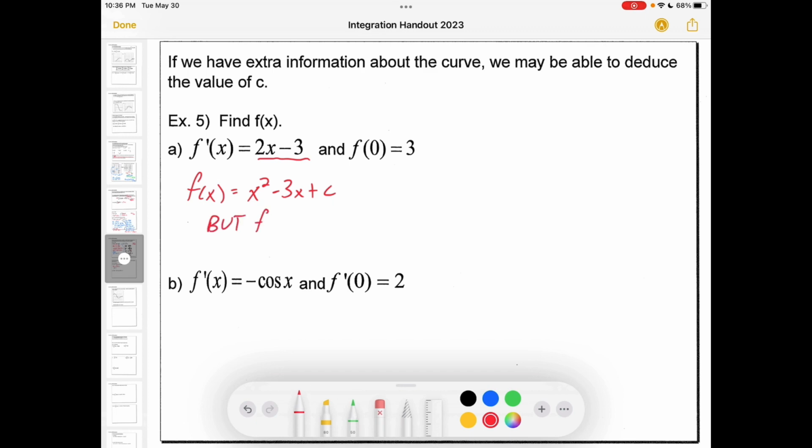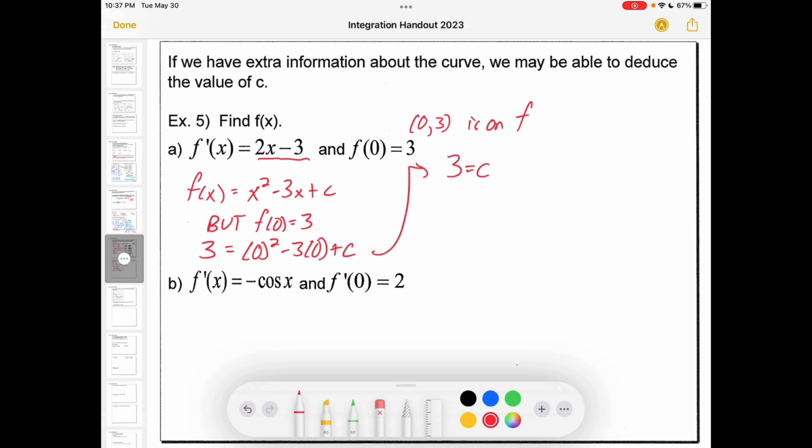But when x is 0, f is 3. In other words, the point 0, 3 is on f. Okay, so I can just sub in 3 for y, rather, and 0 for x. And I'll figure out that in this particular case, to make it pass through that point, c has to be 3. So in other words, f of x is going to be x squared minus 3x plus 3.